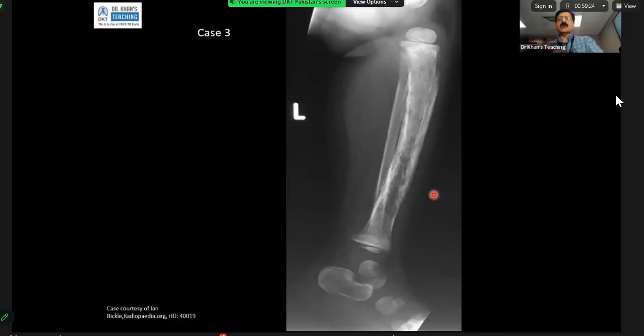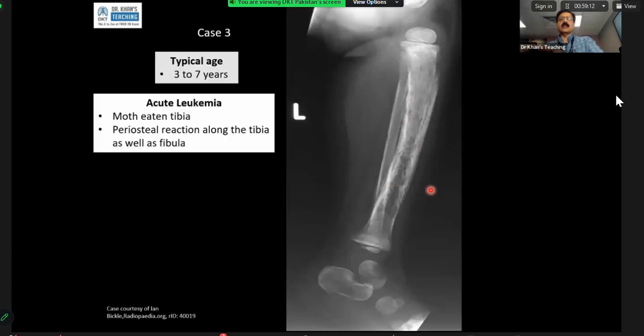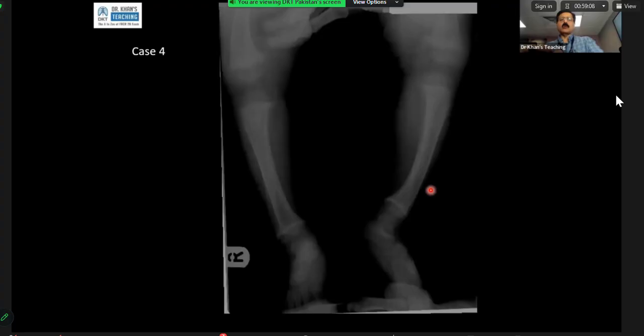Now, leukemia can cause moth-eaten bones, and it can cause periosteal reaction. It can be bilateral symmetrical. This is not the age group for leukemia, and the findings were also slightly different. It was not moth-eaten bone.